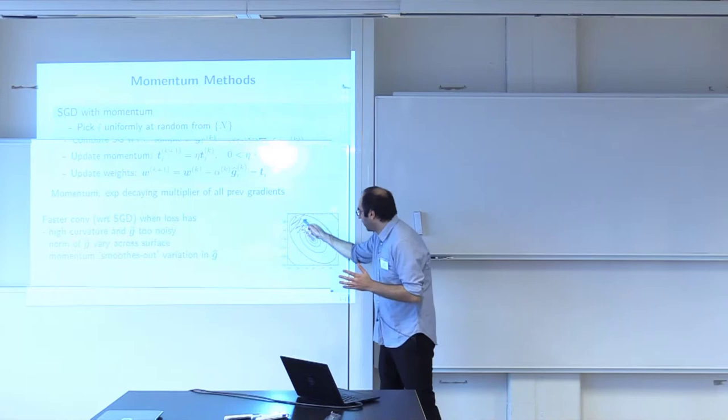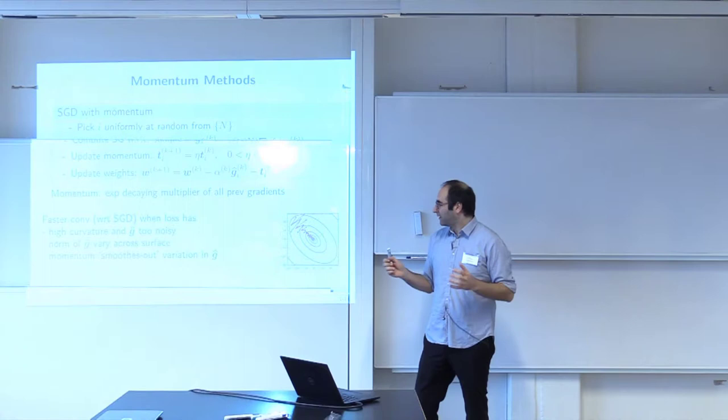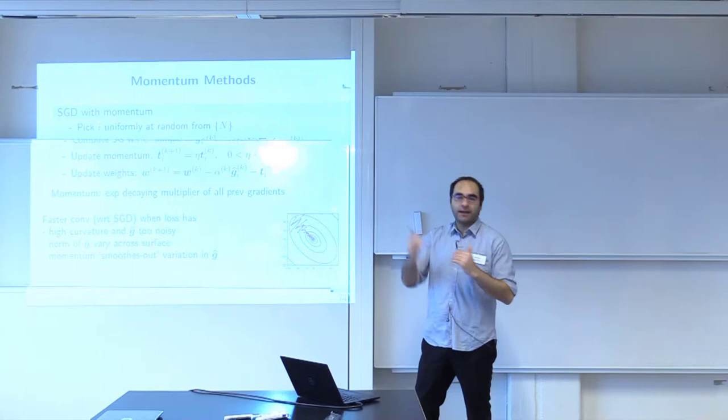Remember that this will work well when you have uneven curvature, so when the eigenvalues of the Hessian are very different. This is where you get a speed up when you compare it to SGD.